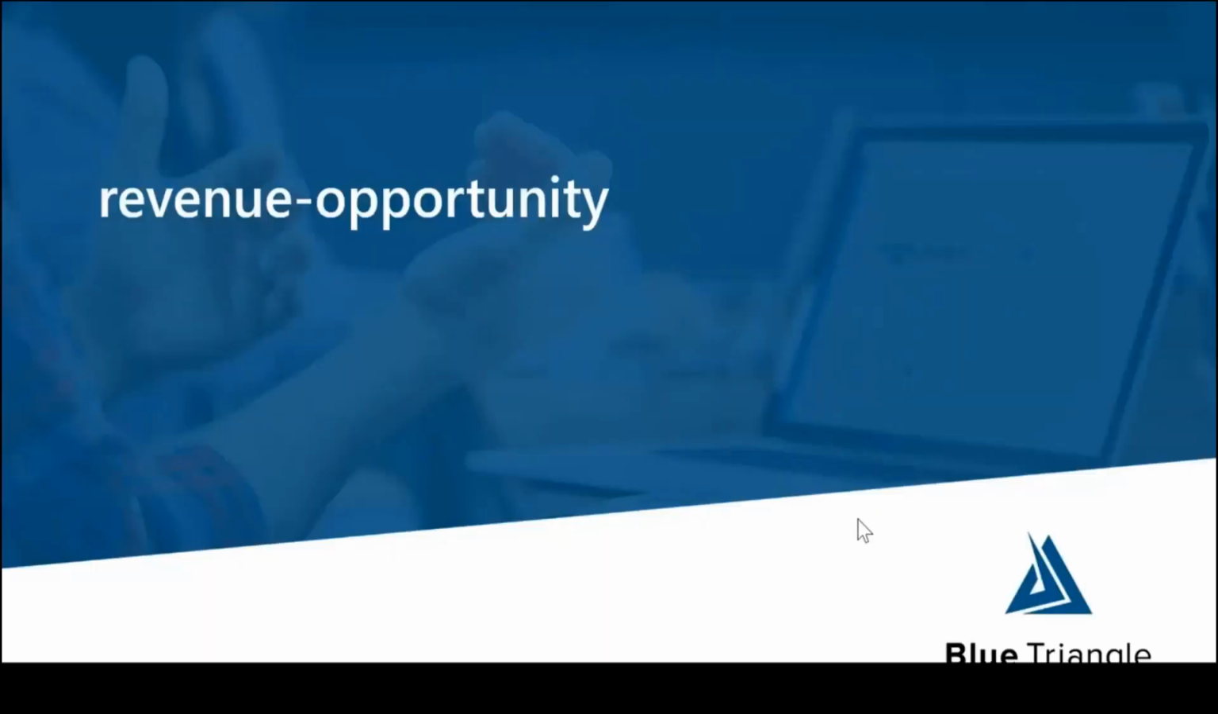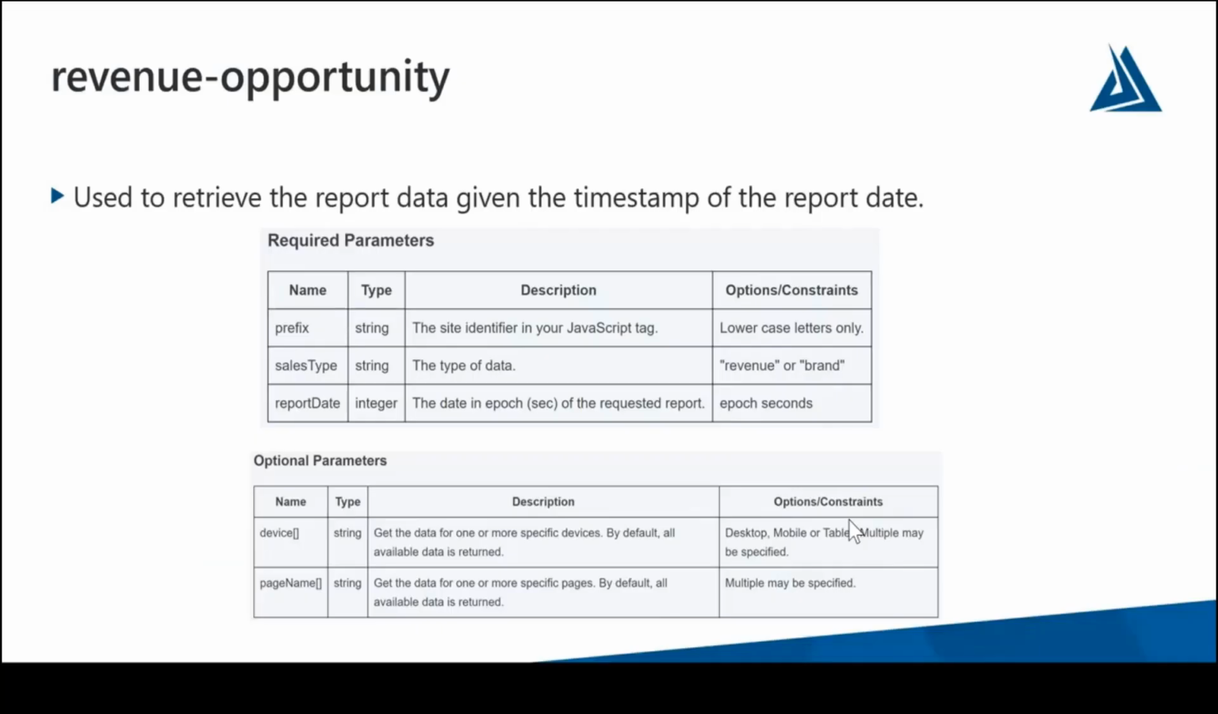All right, the next piece is the revenue opportunity. So this is the URL used to pull the actual report data. Now the important thing here is you're going to specify the report date. If you look in the required parameters, of course we have the prefix and the sales type. And then for this URL, we're going to just specify additionally the report date. So you're going to take one of those epoch times from the previous request, and you're going to plug that into a report date parameter here, and that'll be your request.